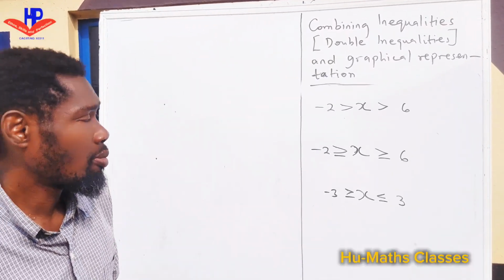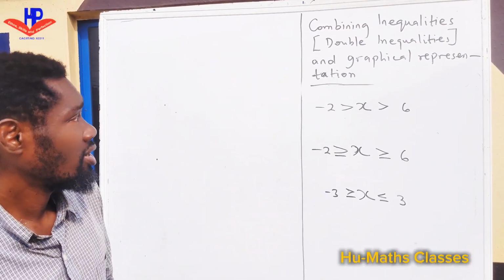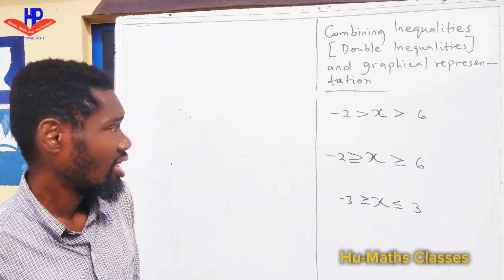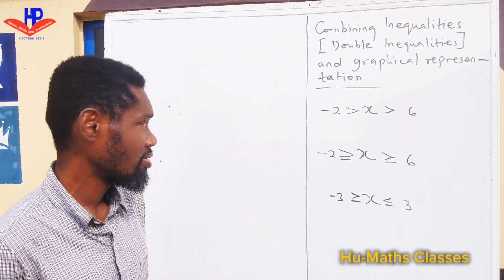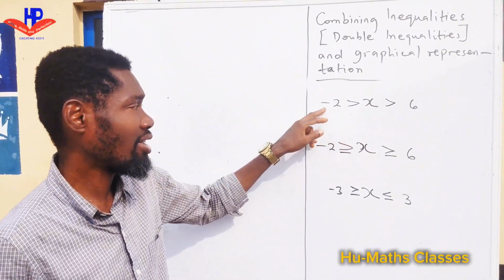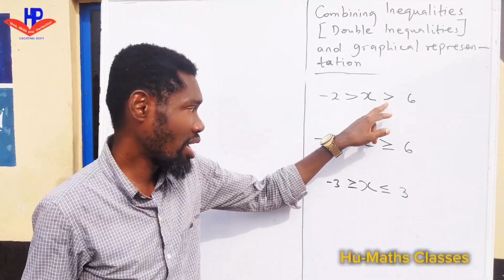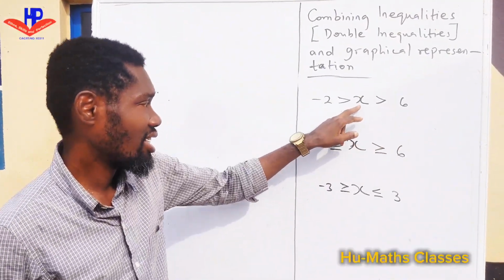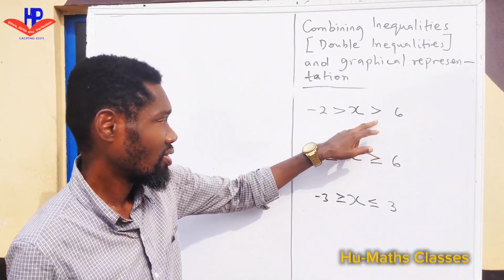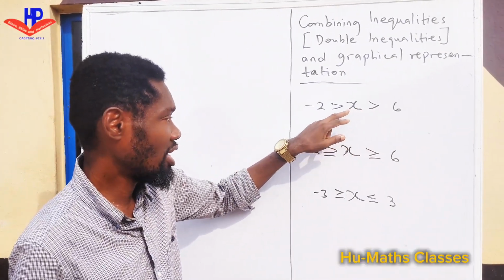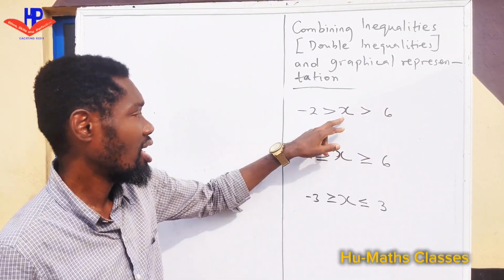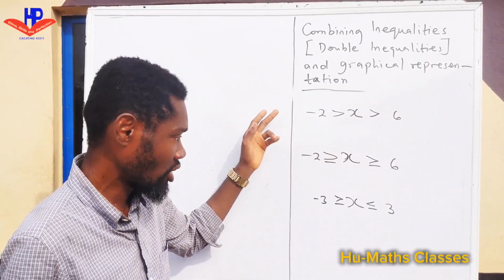Okay, so let's consider more problems on double inequalities, or combining inequalities, and their graphical representations. Here on the board we have x is less than minus 2 and greater than 6. They are both exclusive. X is greater than 6 is exclusive. X is less than minus 2 is exclusive.